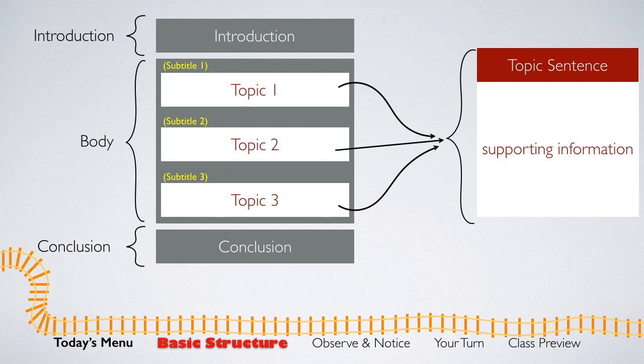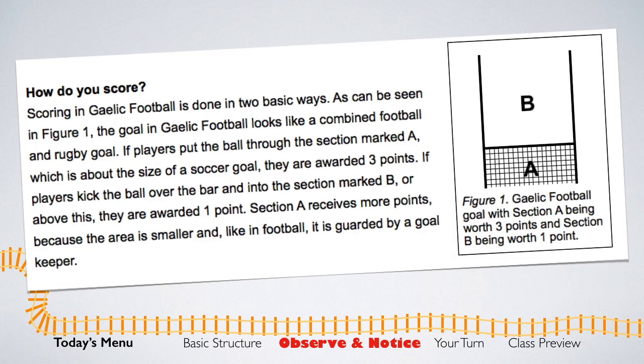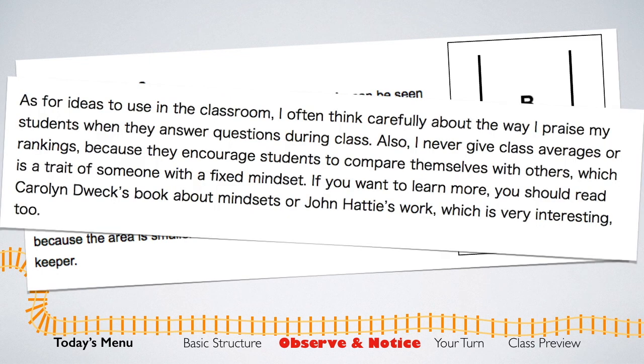Like last time, let's have a quick look at just a couple of paragraphs from previous compositions. In this paragraph, from the passage about Gaelic football, we see that scoring is going to be the main focus. This is obvious in the subtitle, but we also see it in the topic sentence. The rest of the paragraph gives the details about how to score. Then we have the email. Even within an email, we can be using topic sentences. Here, part of the first sentence shows that the writer is moving on to the point of ideas for the classroom.